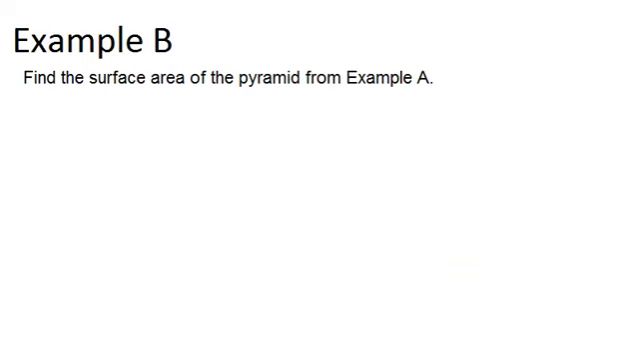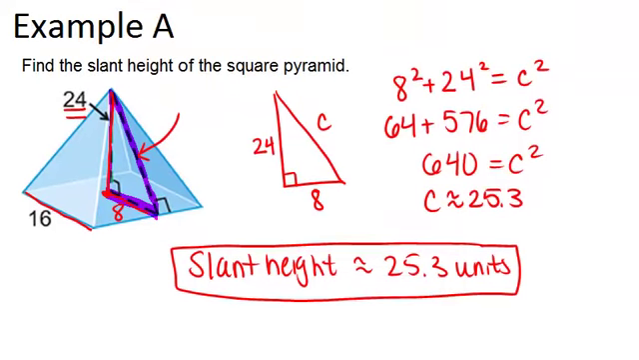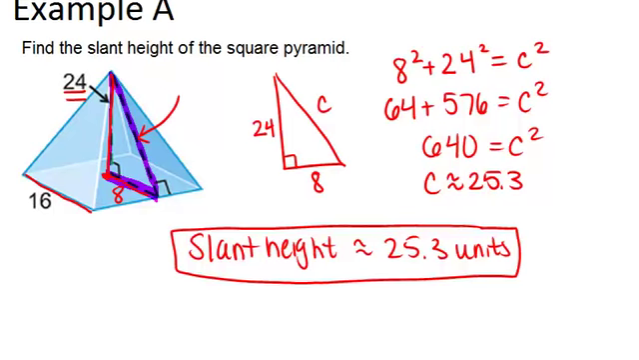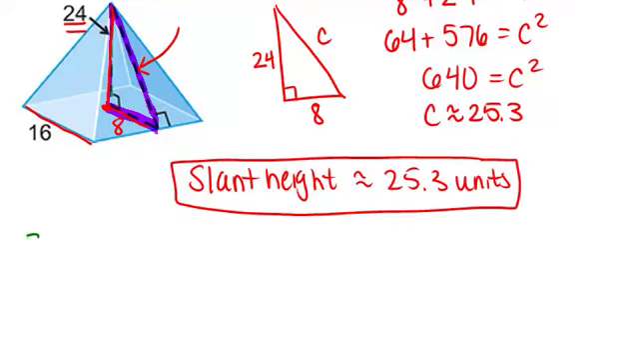All right, in example B, it actually says to find the surface area of the pyramid from example A. So we'll go back here and work on figuring out the surface area. So to find the surface area, we need the area of all 5 faces. So notice there's a square face on the bottom and then 4 triangles along the sides, the lateral faces. So our surface area will be the area of all of those added up. And all the triangles will be congruent because this is a square pyramid, so they will all have the same base, and it's regular, so they'll have the same height. So we really only have to figure out 2 different areas.